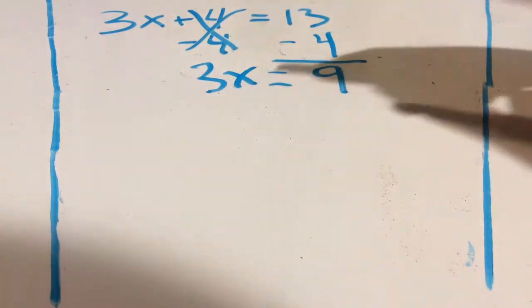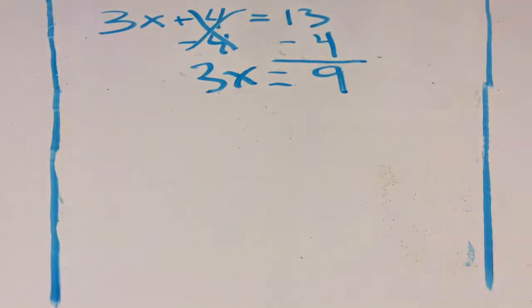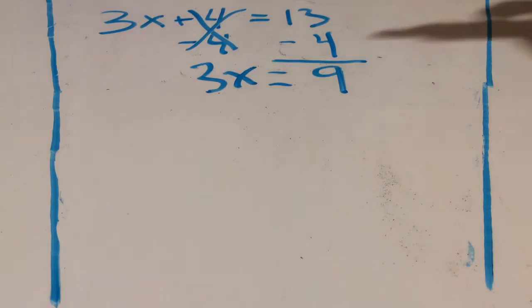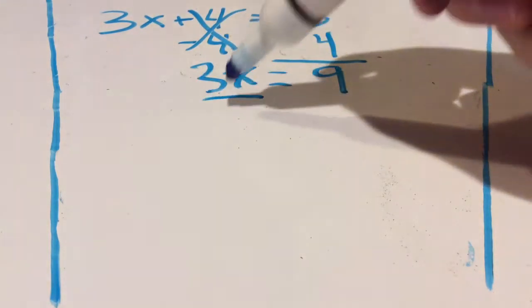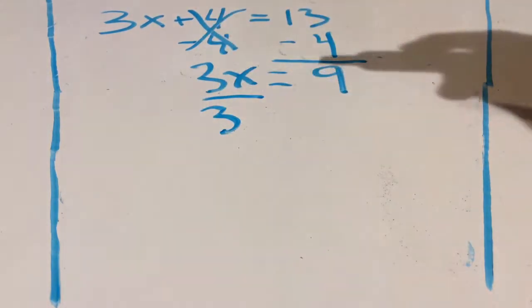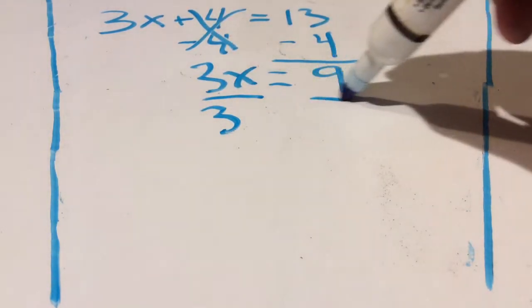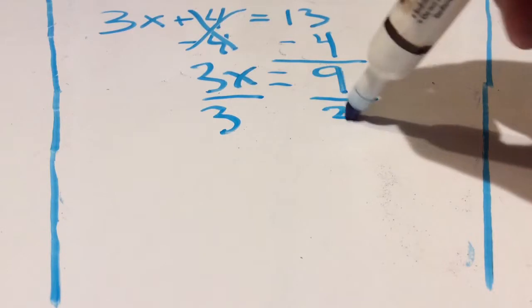And what we're going to do, since this 3 is being multiplied by the x, we're going to do the opposite of multiplication. And we're going to have to do that to both sides, just like we did with the subtraction. So I'm going to do that right there. So, divided by 3, divided by 3.